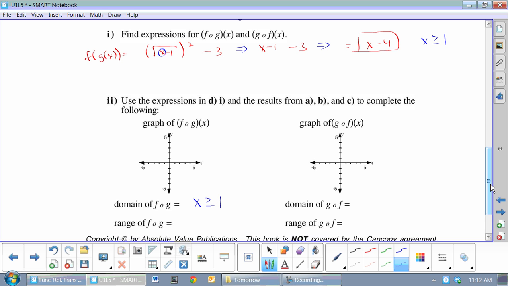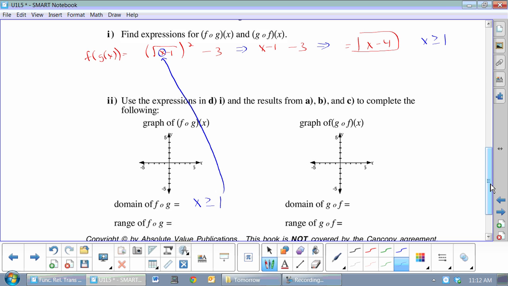I want you to put 1 in here. 1, 2, 3, 4. What would be my y's? So what if you put 1 in there? What's your answer? 0 for that part.